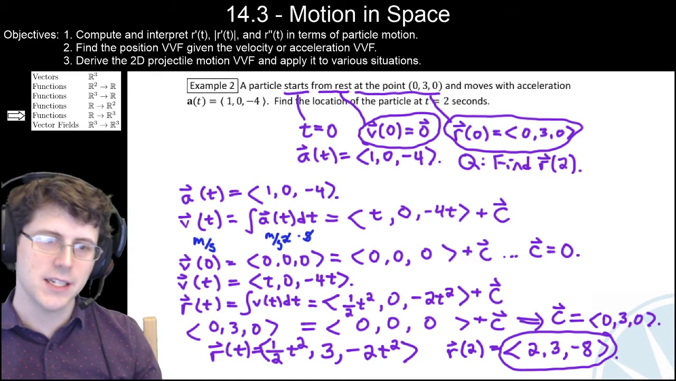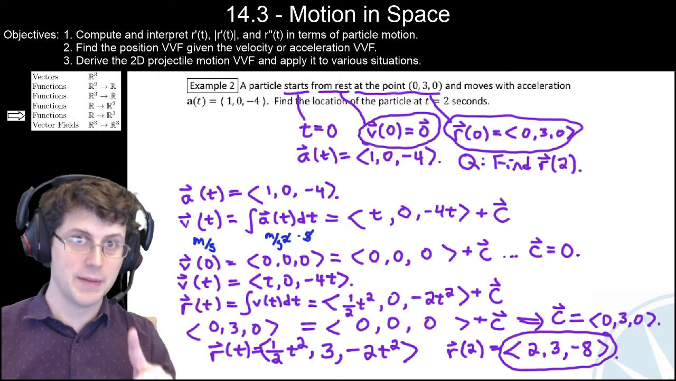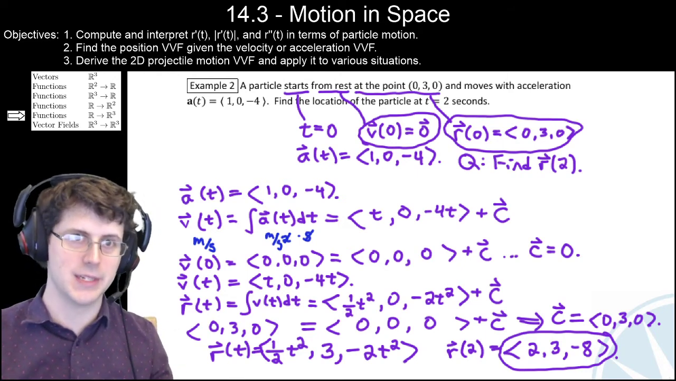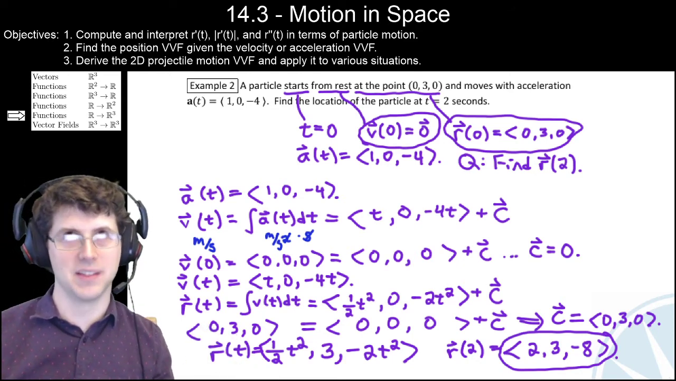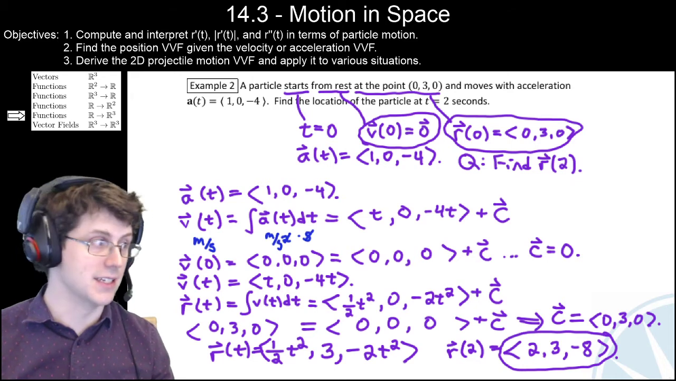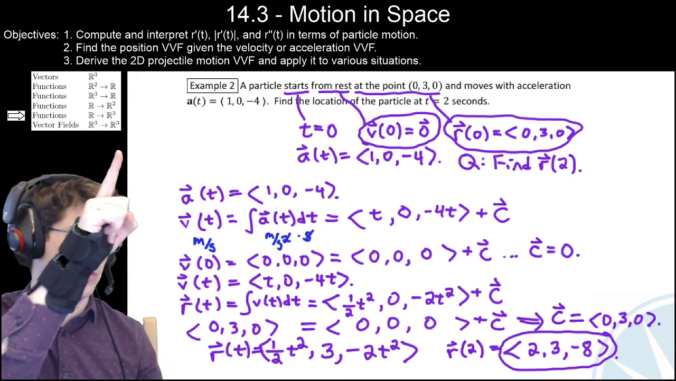So this is essentially 3 Calc 1 problems stapled together, but being able to think of this as one problem and not as 3 separate problems is the key thing in chapter 14. This isn't 3 functions. This is one function. It's just one of these functions. It's a function that has an input of a number and an output of a point in space.